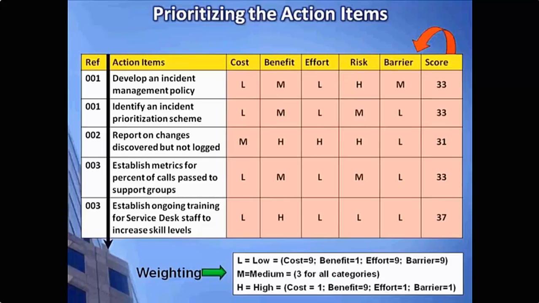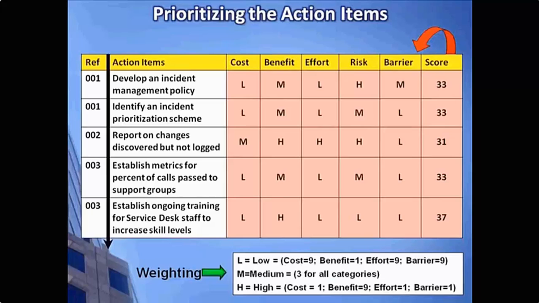Once you identify this, develop a rating score based on the HML that's put into the column. This score can be derived using the suggested weighting table shown on the slide. The result of this is that those action items that will provide the greatest benefit at minimal cost and effort will get the highest scores.